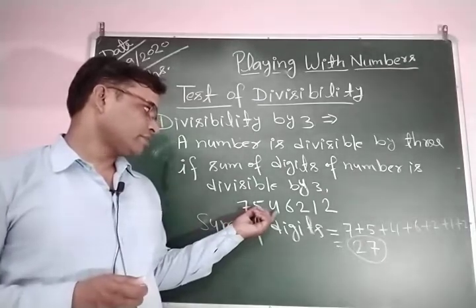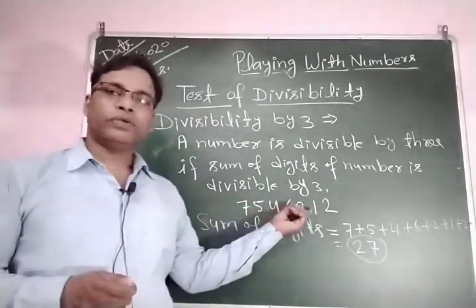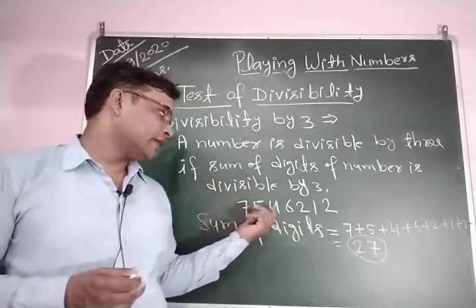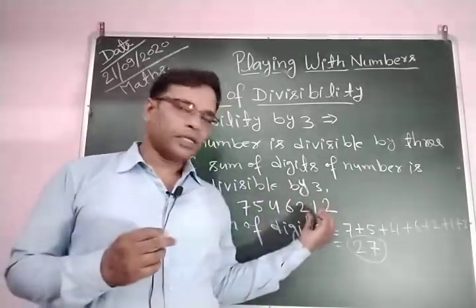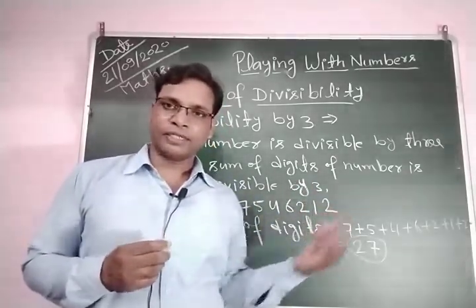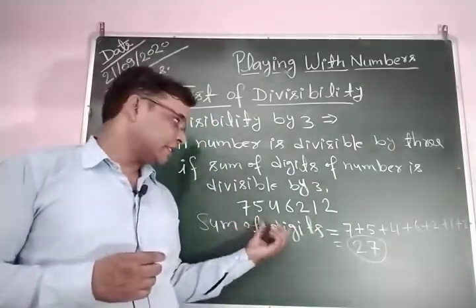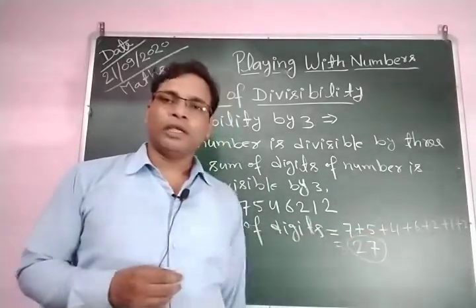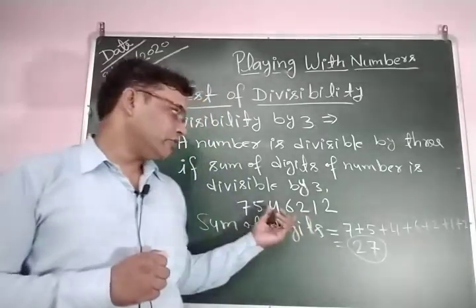Okay, 75 lakh 46,212. We take a random number, 75 lakh 46,212. We need to find whether this number is divisible by 3 or not. So for this, we find the sum of the digits of this number. You can see the sum of digits of the number is 27, and 27 is divisible by 3. Then this number is divisible by 3.